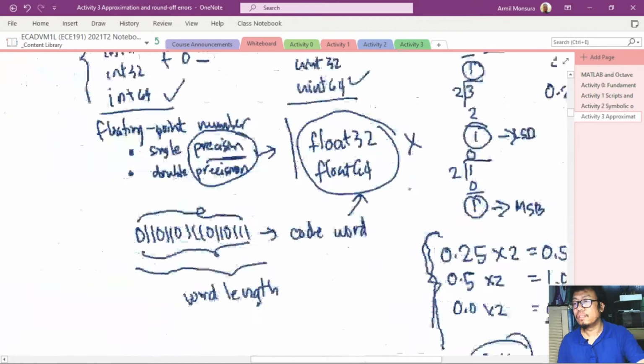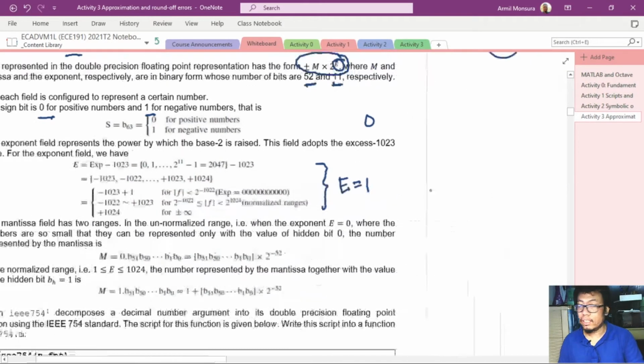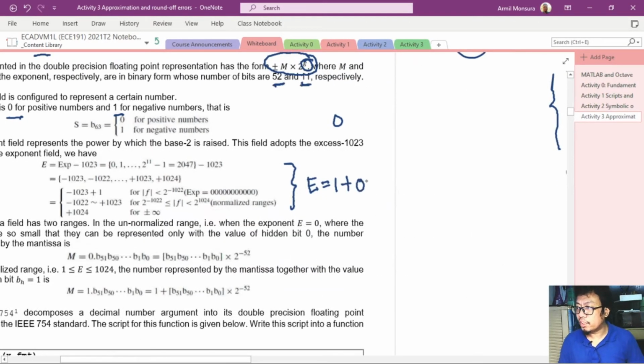Now, in terms of the exponent, say for example that it is 1, like what we saw earlier, we add 1023 to that. So the result is 1024. And this 1024 is then converted to an 11-bit binary number.